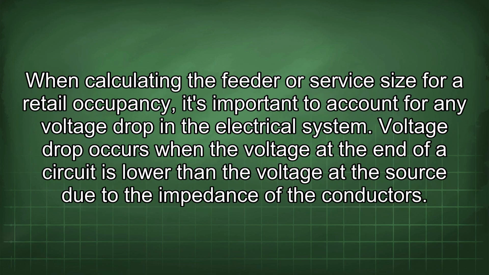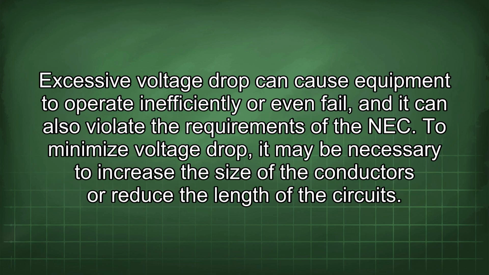When calculating the feeder or service size for a retail occupancy, it's important to account for any voltage drop in the electrical system. Voltage drop occurs when the voltage at the end of a circuit is lower than the voltage at the source due to the impedance of the conductors. Excessive voltage drop can cause equipment to operate inefficiently or even fail, and it can also violate the requirements of the NEC.